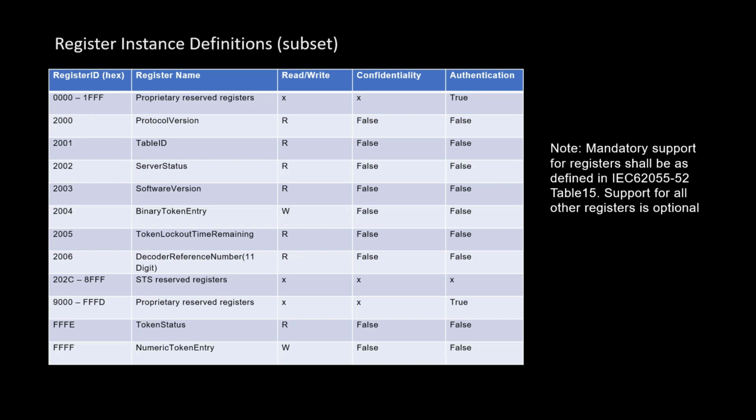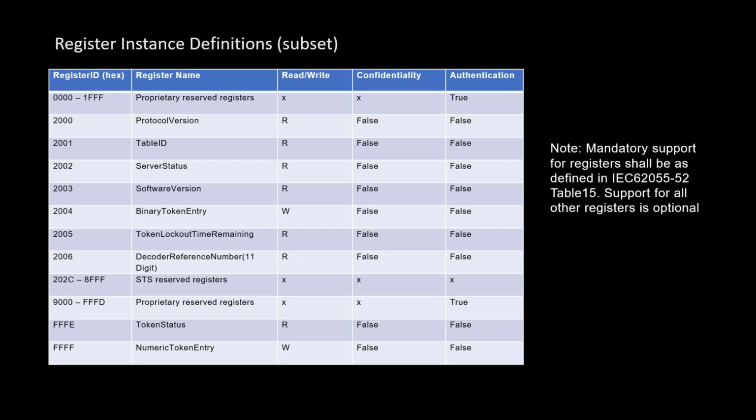If you look at the column read-write, it shows you whether it's read-only. For the first 4, read-only. The binary token entry obviously is a write register. Token lockout time remaining is 2005, and that's a read. And 2006 contains the decoder reference number for 11 digits. There's a separate one for 13 digits, so that's a read. And then you get reserved registers from 202C up to 8FFF. And then 9000 to FFFD are proprietary reserved registers.